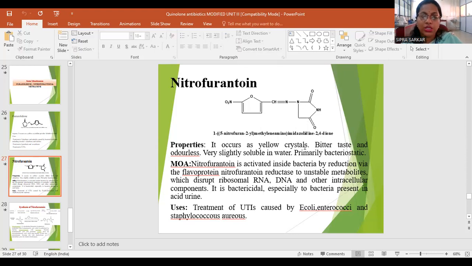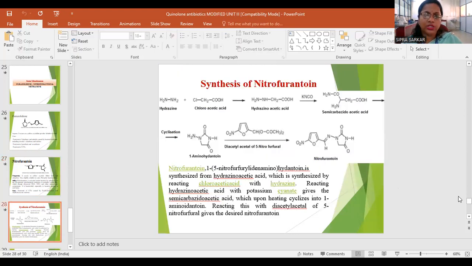It occurs as a crystal, bitter taste, and odorless, very slightly soluble in water, primarily bacteriostatic. Nitrofuran is activated inside bacteria by reduction by the flavoprotein nitrofurantoin reductase to unstable metabolites. That means it undergoes activation in the bacteria and disrupts ribosomal RNA, DNA, and other intracellular components. It is bactericidal, especially to bacteria in acidic urine. It is used for treatment of UTI caused by E. coli, enterococci, and Staphylococcus aureus. Next, the synthesis of nitrofurantoin will be covered in the study class.